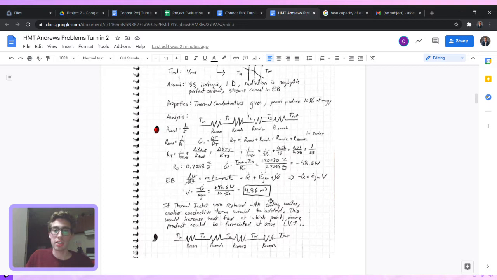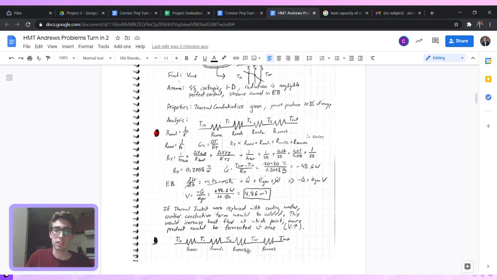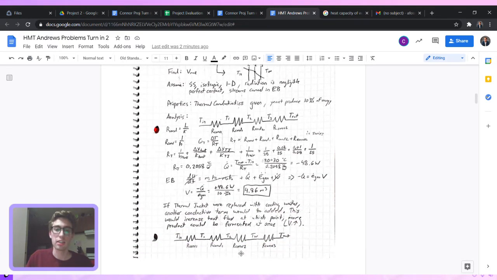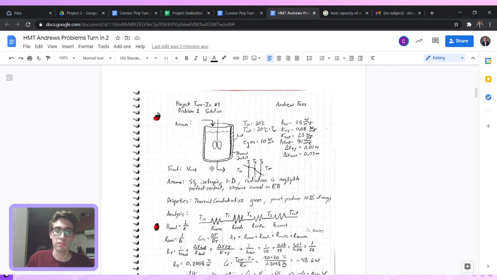If a thermal jacket of cooling water were used, the conductive term of the thermal jacket would be replaced with a convective term, and that would likely lead to a greater volume in the tank, since more heat would be removed from the system.